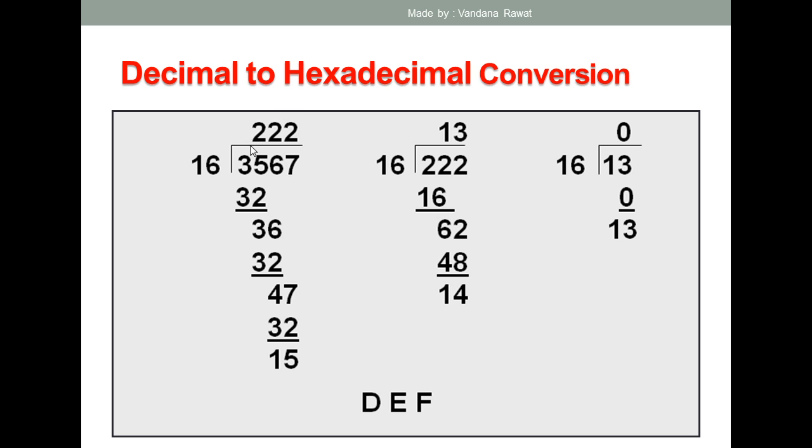Then after that, this 222 will be divided by 16. So in the remainder part you will get 14. Then after that you will divide this 13 by 16. So again you will write this number same as this, so your resultant part would start from this digit. So 13 will be written as D, this 14 as E, and this 15 as F. So the final answer will be D, E, F, and in the base you can write 16, because this is the hexadecimal representation of this decimal number.